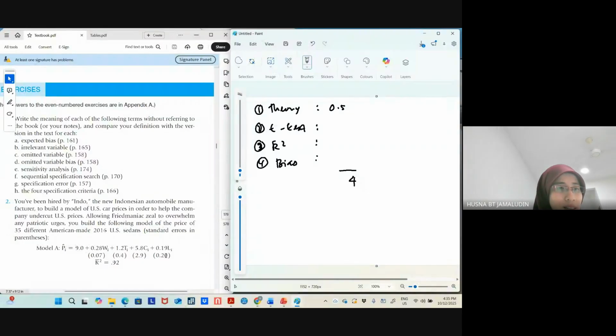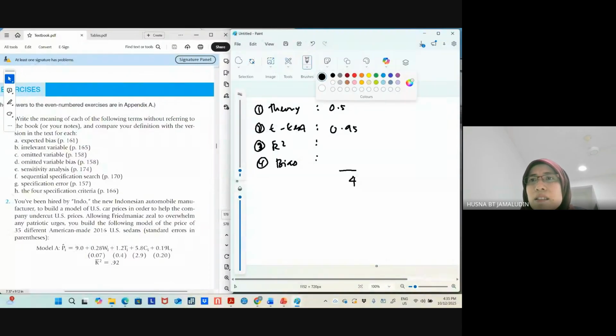What will you get? You know how to find the T, right? Coefficient divided by the standard error. Your T will become 0.95. So 0.95 is not significant. So your T is not significant. So when your T is not significant, you don't get any marks here. This is 0. Okay, just now this is 5, 0.5.